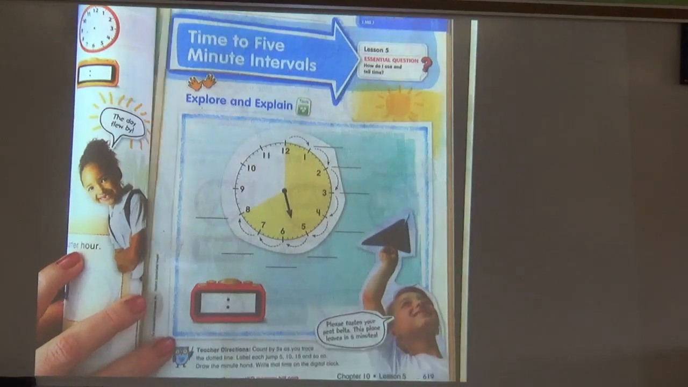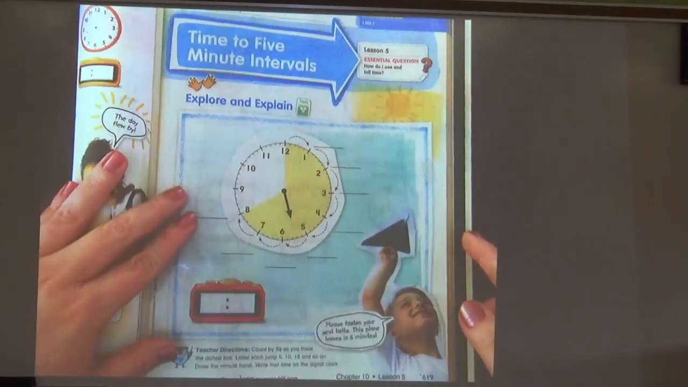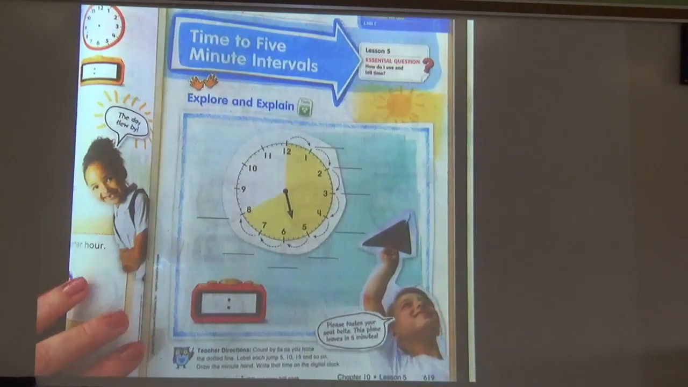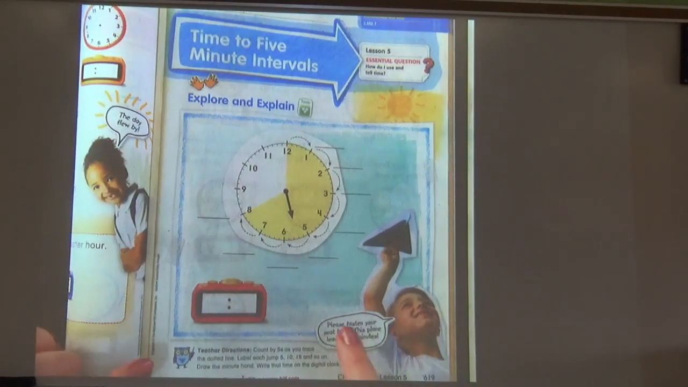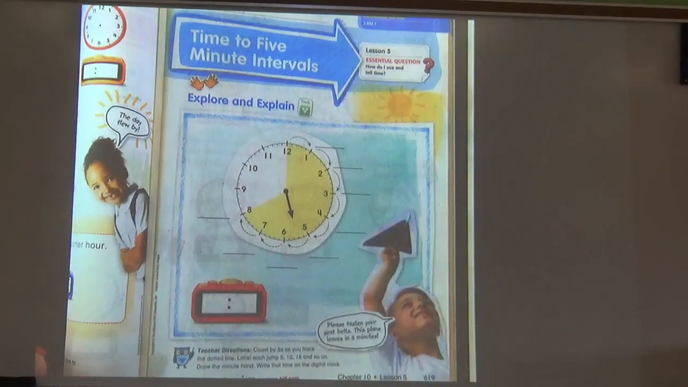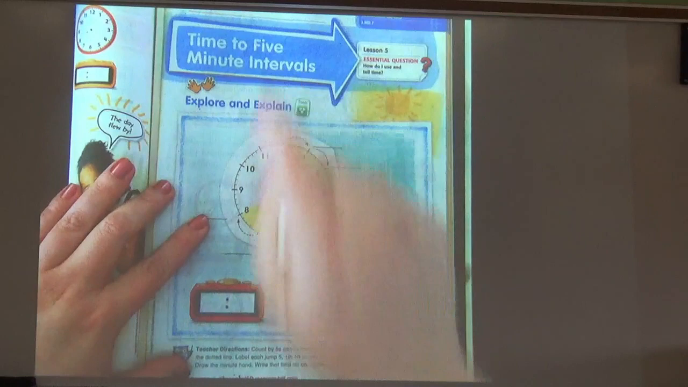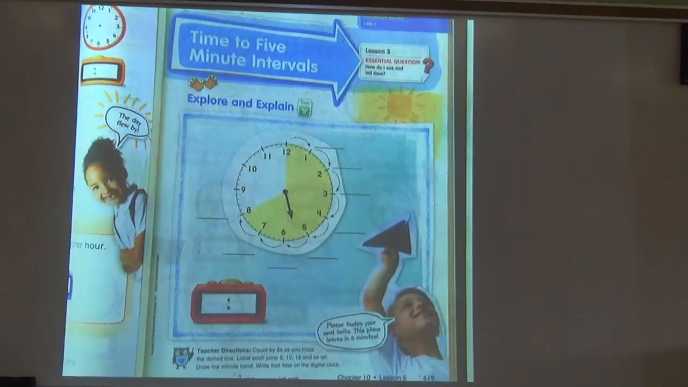Okay, boys and girls, so if you have your math book, open up to page 619. And remember, if you don't have your math book at home, that's okay, because the link to these pages is right above this video. So just click on that link and you can follow along on these pages. So let's take a look at this lesson. And remember, our lesson is time to 5-minute intervals, and that's a fancy way of saying time to 5 minutes.